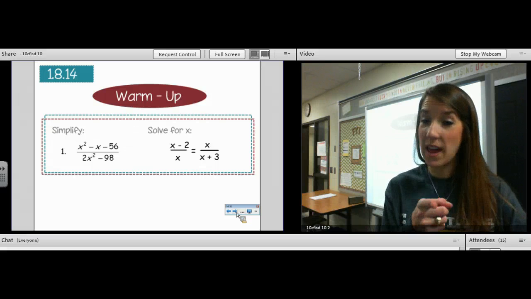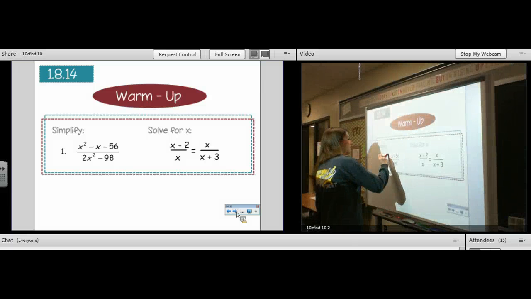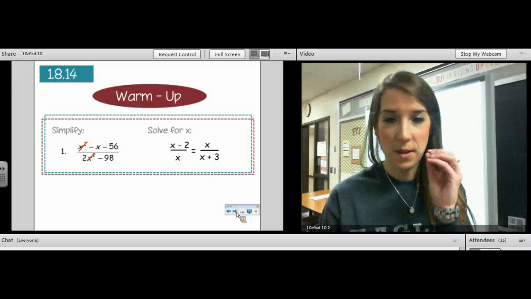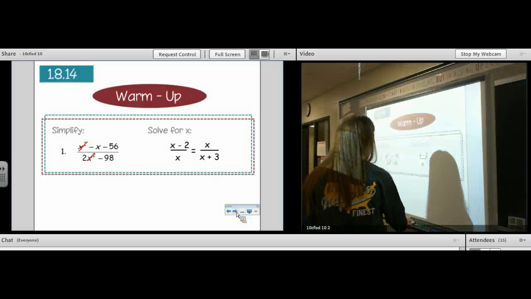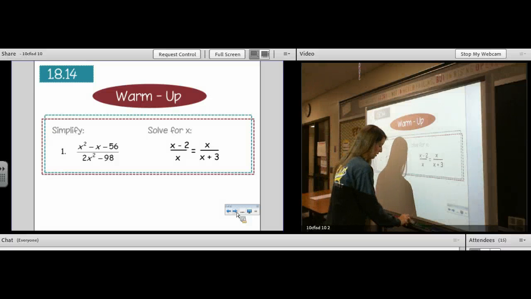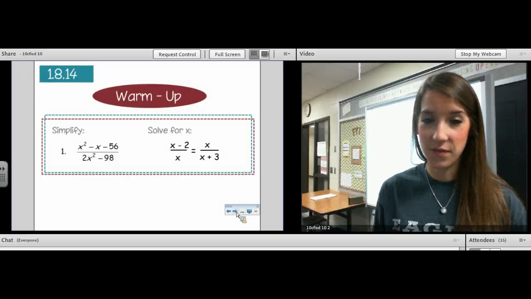I can tell you what you can't do. You definitely cannot go, oh, x squared, and cancel them out. That is definitely what you cannot do, because you cannot cancel out over subtraction or addition. Order of operations. So who's got an idea?